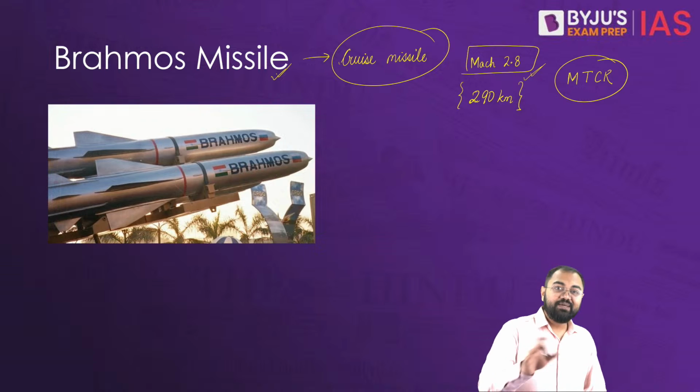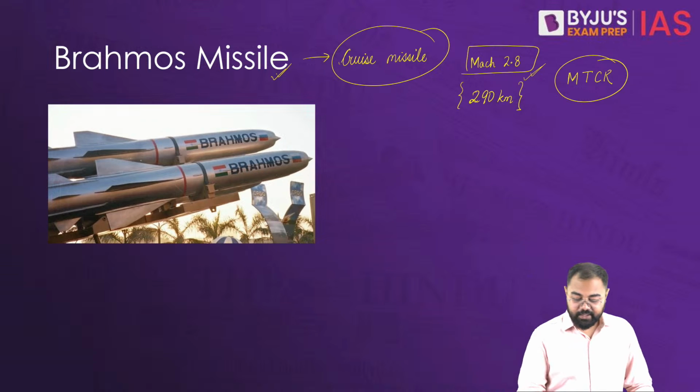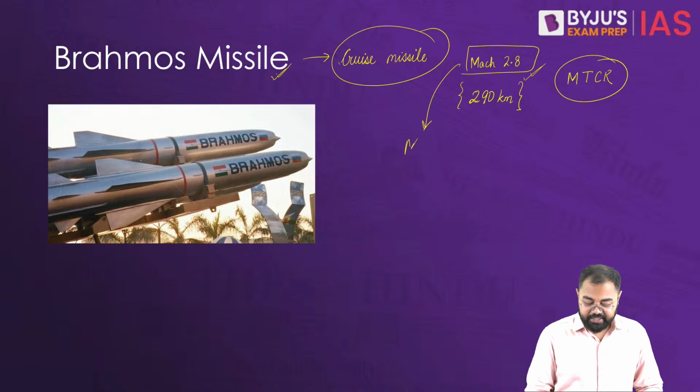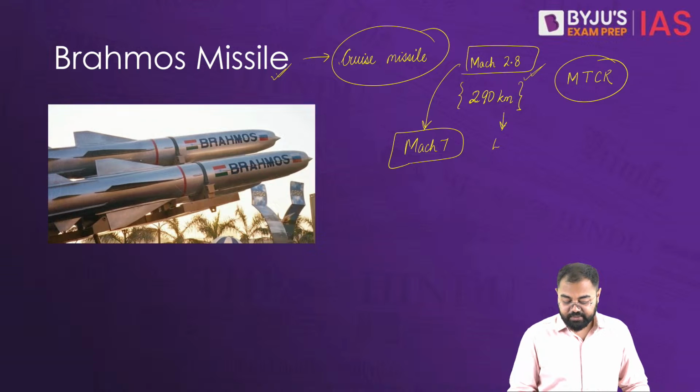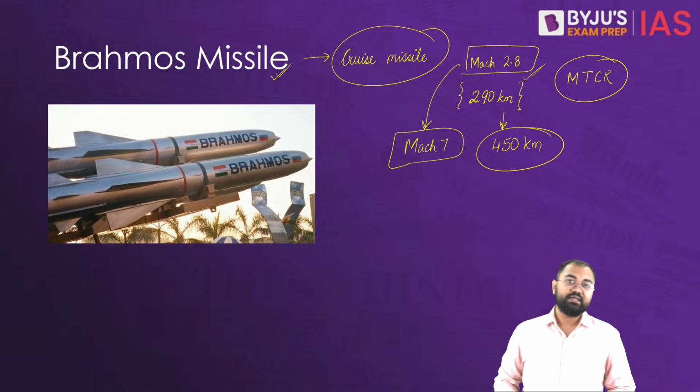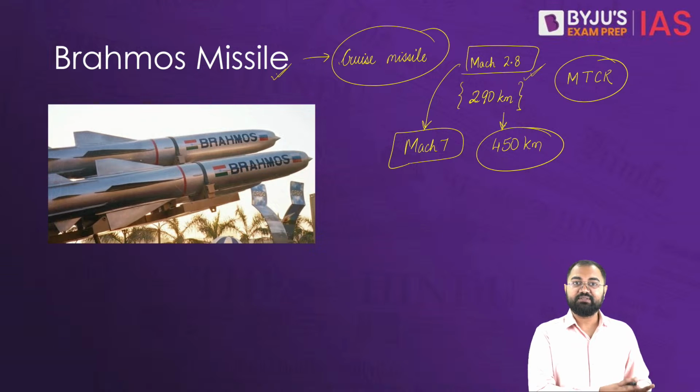But then India became a part of MTCR, and now we are increasing this speed and trying to go up to Mach 7, and we are now trying to increase the range up to 450 kilometers. So that's why we are doing great here in this particular scenario.